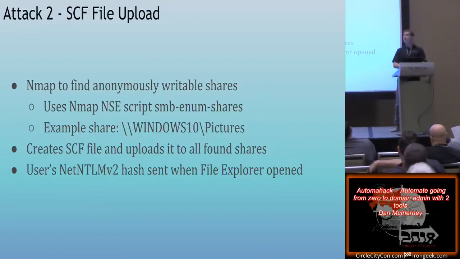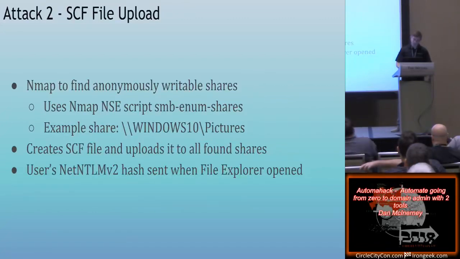Once it finds an anonymously writable share, such as Windows 10/pictures, it will create an SCF file with an icon that points to the attacker's machine. Now, what's crazy about this is that when a user opens this share, Windows 10 pictures, without even opening the SCF file or interacting with the SCF file in any way, shape, or form, their hash is sent to you. The NetNTLM version 2 hash of their account for Active Directory is sent to you. They don't even have to know this SCF file exists. They don't have to double-click it. They have to do nothing. All they have to do is open up the share, and their password is sent to you.